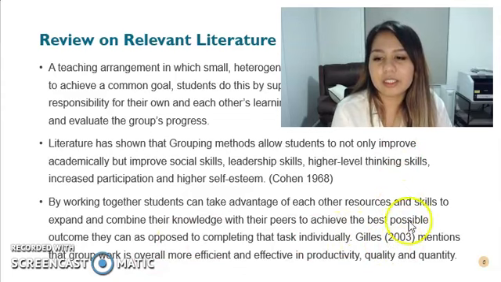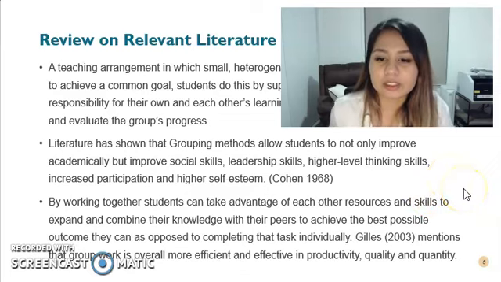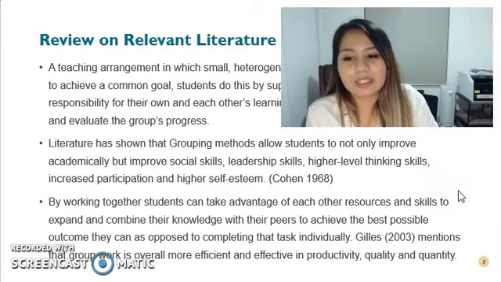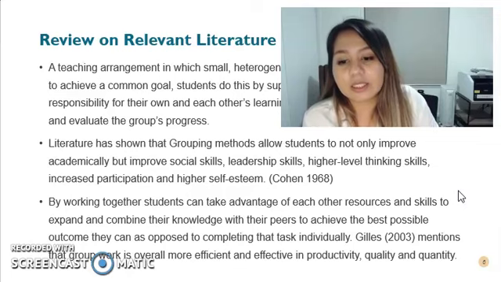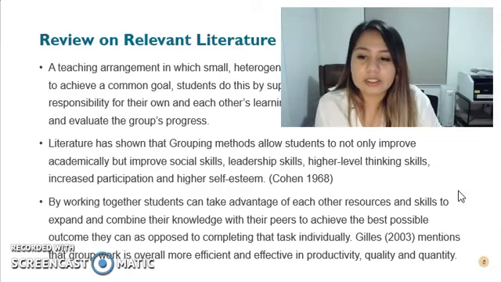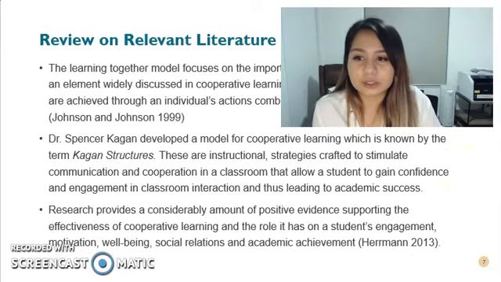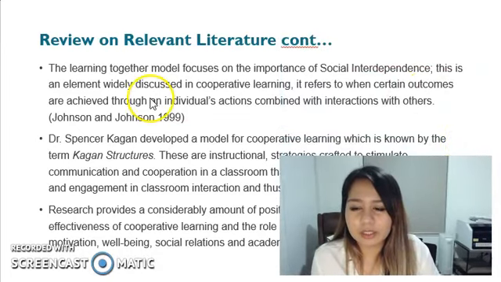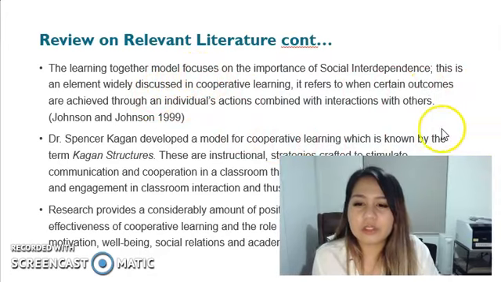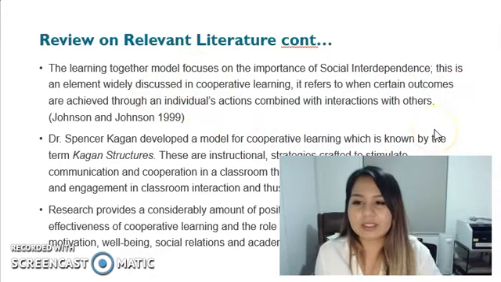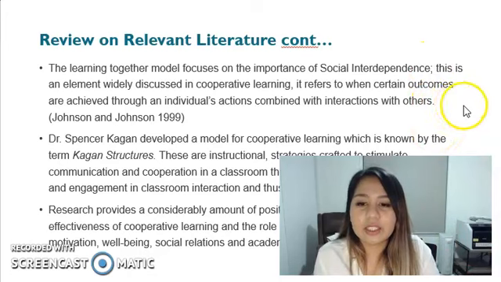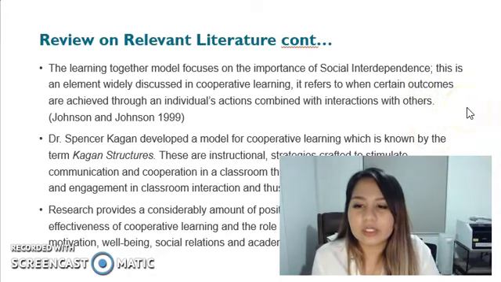And by working together, students can take advantage of each other's resources and skills to expand and combine their knowledge with their peers to achieve the best possible outcome they can, as opposed to completing the task individually. Gillies mentions that group work is overall more efficient, effective in productivity, quality, and quantity, which is great. The learning together model focuses on the importance of social interdependence. This is an element widely discussed in cooperative learning. It refers to when certain outcomes are achieved through an individual's actions combined with interactions with others.